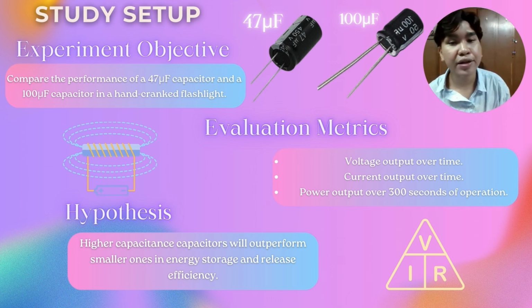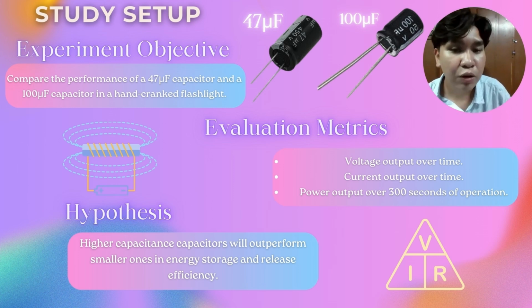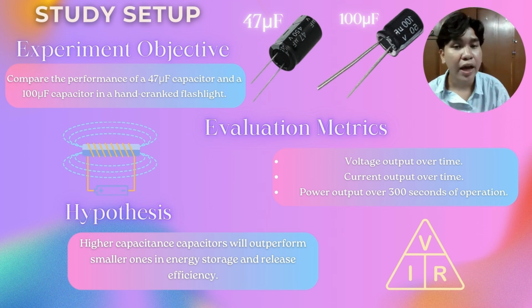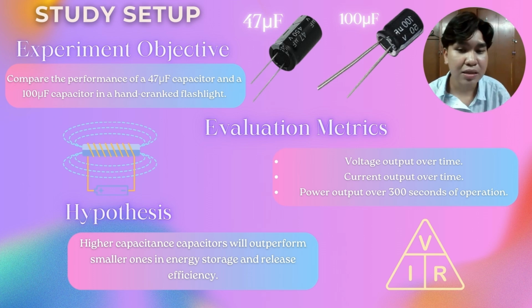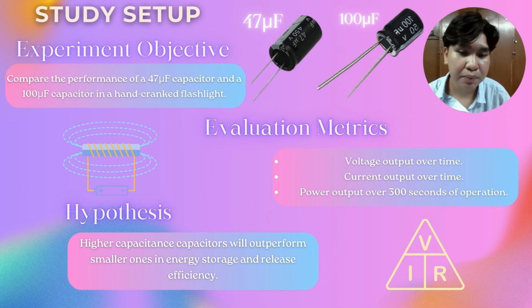And we have the evaluation metrics, which are voltage output over time, current output over time, and also power output over 300 seconds of operation. And for the hypothesis, it is that higher capacitance capacitors will outperform smaller ones in energy storage and release efficiency.